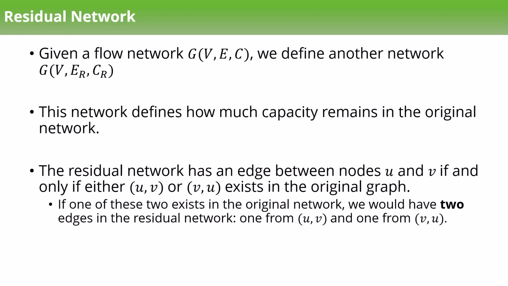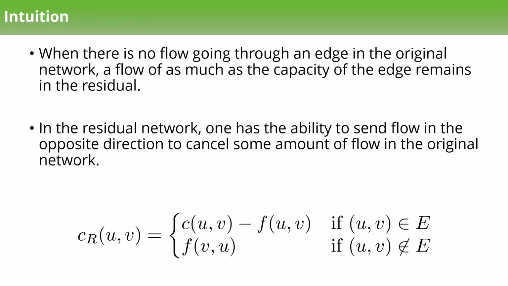Next one is the residual network. After sending flow, we need to know how much capacity is still available. For this, we build a new graph called the residual graph. Residual capacity tells us the remaining capacity, equal to capacity minus flow. The residual network helps us decide where more flow can go, and whether some flow should be rerouted. Intuition: suppose capacity equals 10 and current flow equals 4, so residual capacity is 10 minus 4 equals 6. It means 6 more units can still be sent.